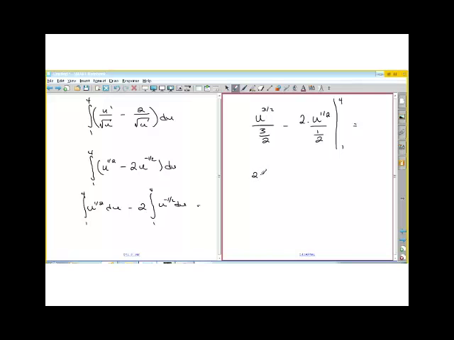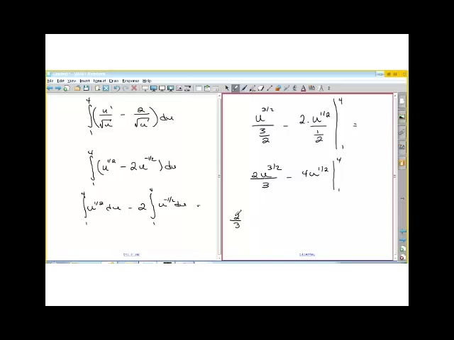So we get 2u to the 3/2 divided by 3. So I take the reciprocal of 3/2. And if I take the reciprocal of 1/2, I get 2. So I get 2 times 2, so I get 4u to the 1/2. Again, I'm evaluating that between 1 and 4. Okay, that looks correct.